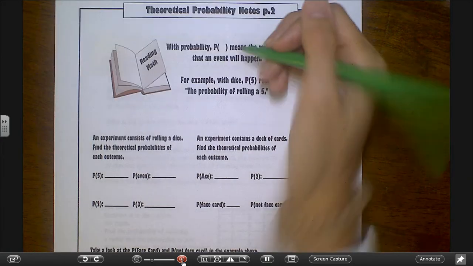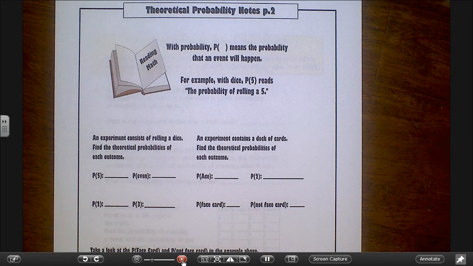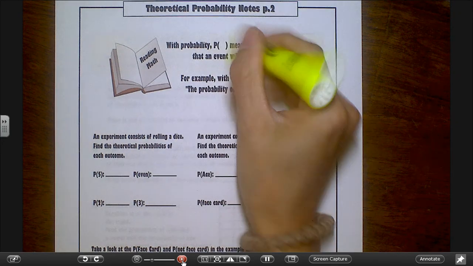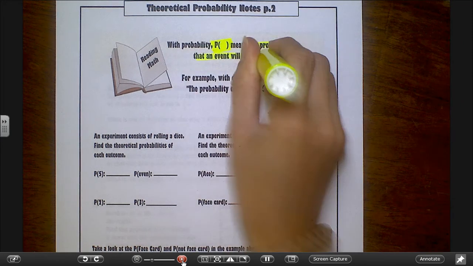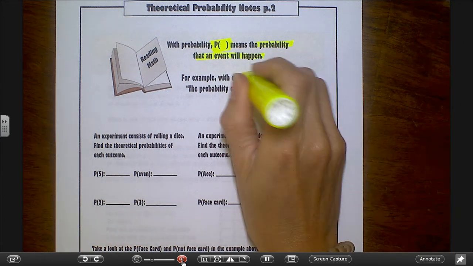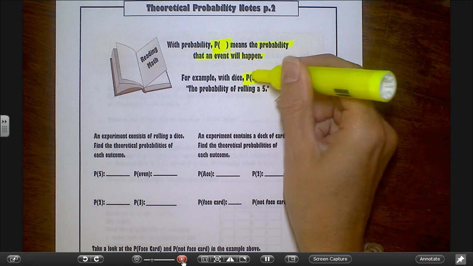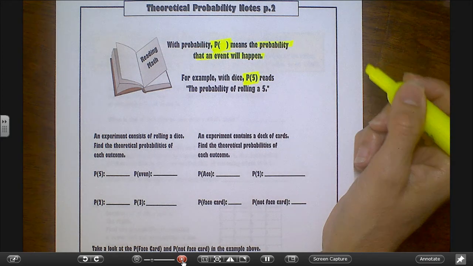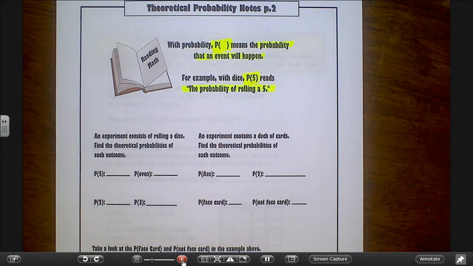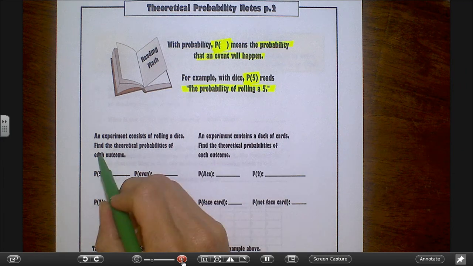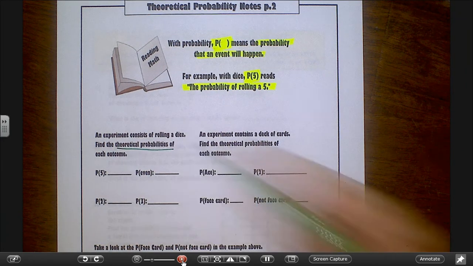All right. So theoretical probability, I just did this without really telling you what it was before. So P of whatever means the probability that the event will happen. So with a die, P of 5, and I say it like the parentheses with the 5, and it reads P of 5, or probability of rolling a 5. Okay, so an experiment consists of rolling a die. Find the theoretical probability of each outcome.